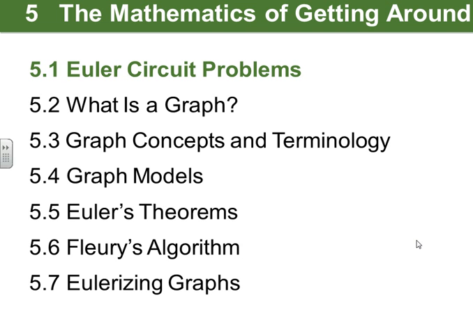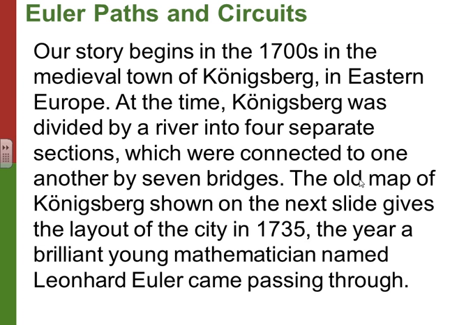Okay, we're in chapter 5. Oh, we started. 4 was the last one. Okay, and so we have Euler circuits, so that must be resistors and capacitors and things, right? And then we have graphs, and then we have graph concepts and graph models. I guess we don't use resistors and capacitors.